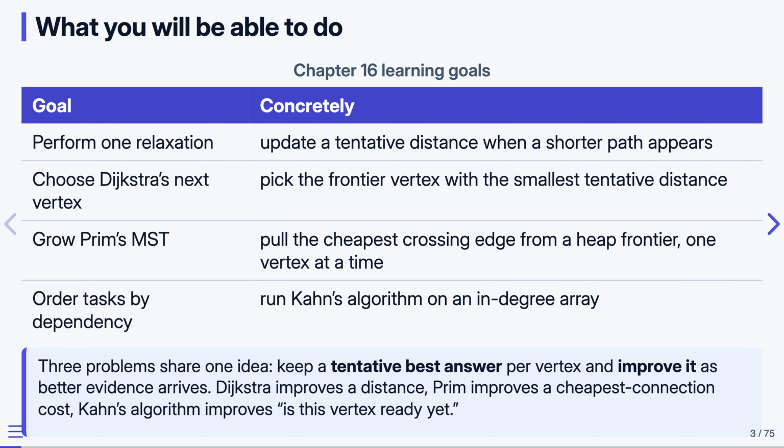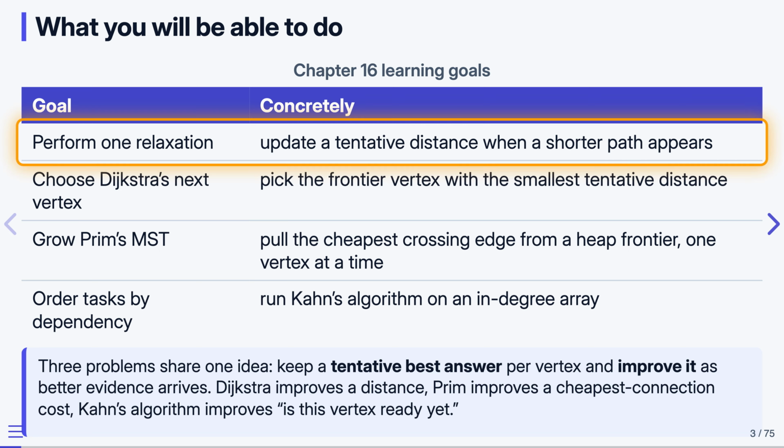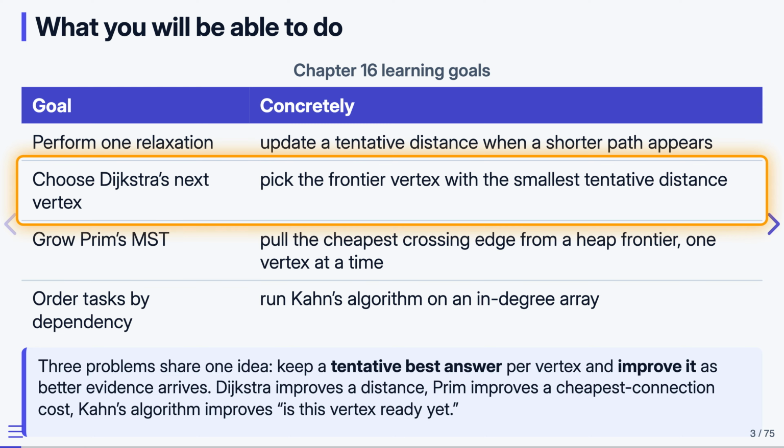Let's look at the goals for this chapter. By the end, you will be able to do four things. First, you can perform one relaxation. Relaxation just means lowering a vertex's best known distance when a shorter path appears. Second, you can choose Dijkstra's next vertex. You pick the frontier vertex with the smallest tentative distance.